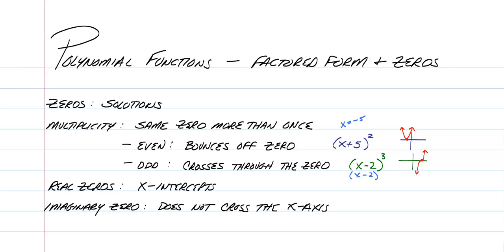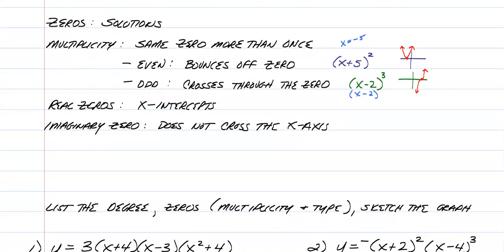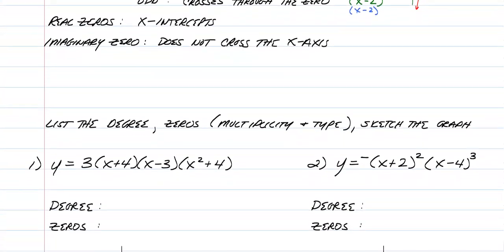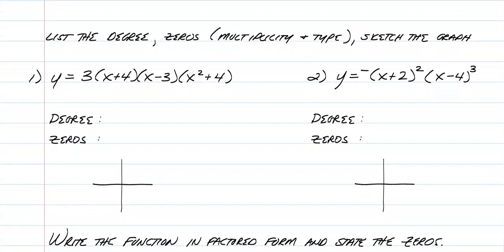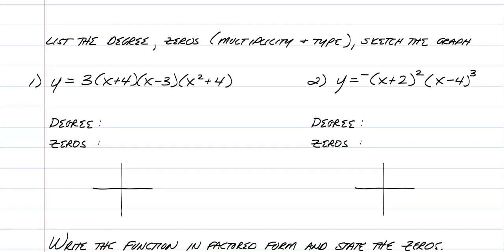We have done imaginary numbers in the past. That's when you're taking the square root of a negative number. So the square root of negative 9 would be positive or negative 3i if we are solving. On a graph, it means it will not touch the x-axis, okay? So what we are going to do in this video is first start with some examples that are in factored form, okay? So what we're going to do is list the degree of the polynomial.